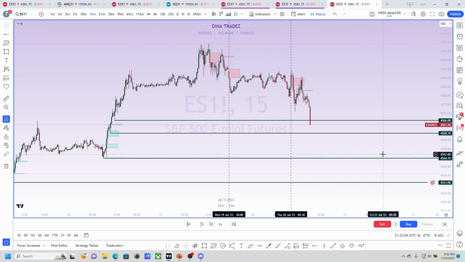Yeah, but you see, it drew for you the green one on the left as a target. It's not necessarily a target. It's an area where potentially there's an imbalance.